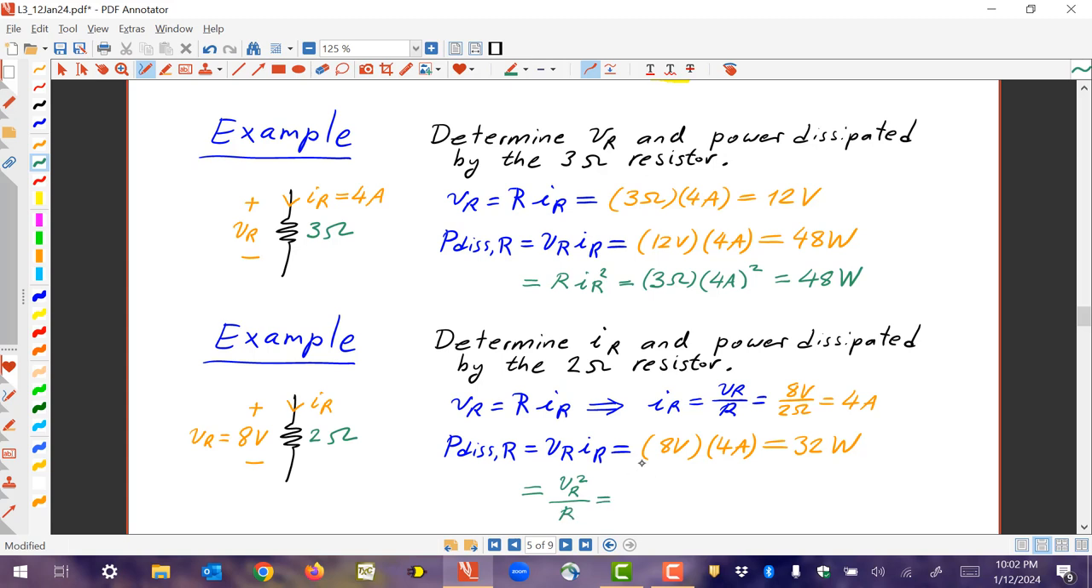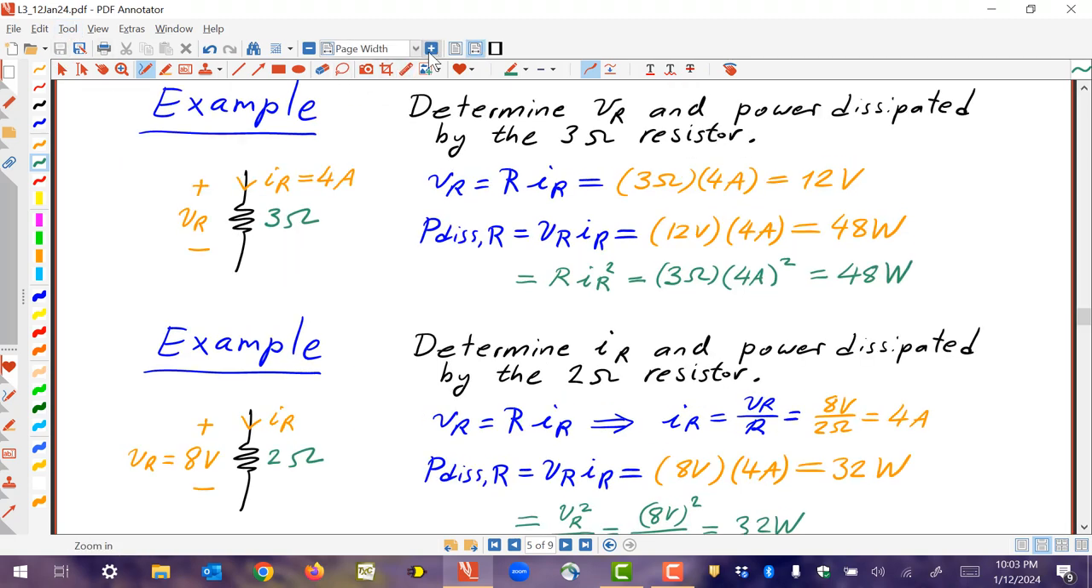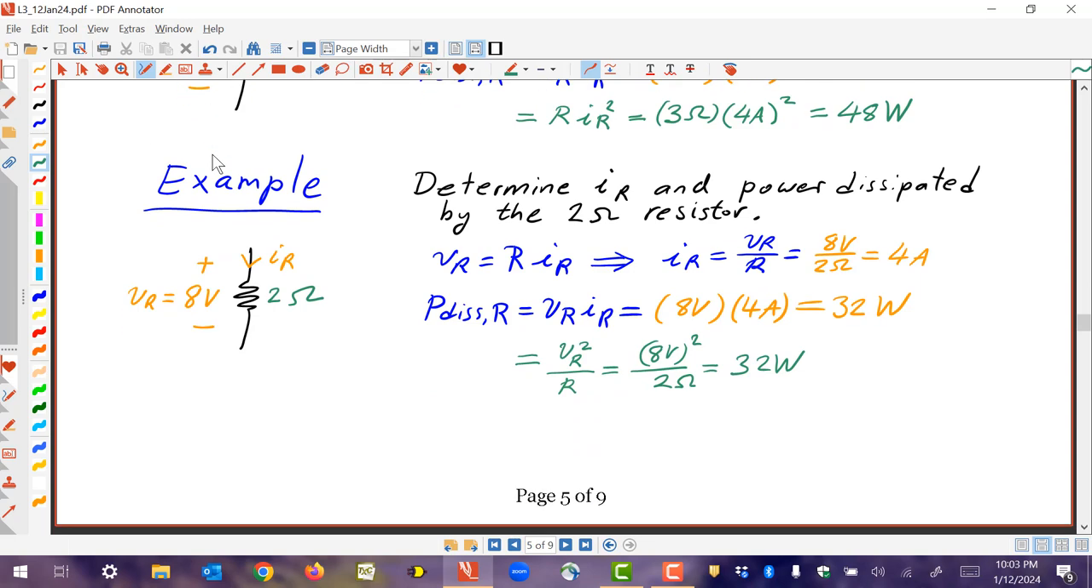What's V R squared? Well, that's 8 volts. It's 8 squared divided by R. That's 2, so what are you going to get? Well, you're going to get 64 over 2, which is 32 watts. So it doesn't matter actually which way you do it, but it's good to know all of them, because sometimes one is more convenient, sometimes something else is more convenient. But the point is that they are all equivalent. They're going to give you the same numerical result. All right, so let's move on.